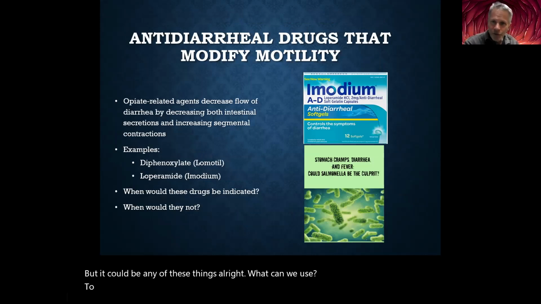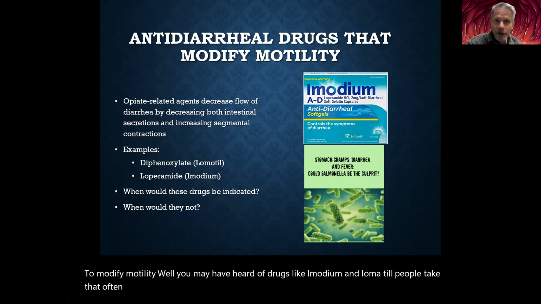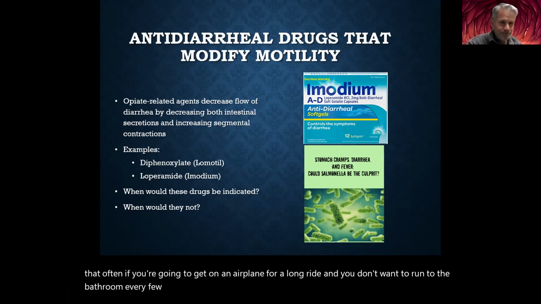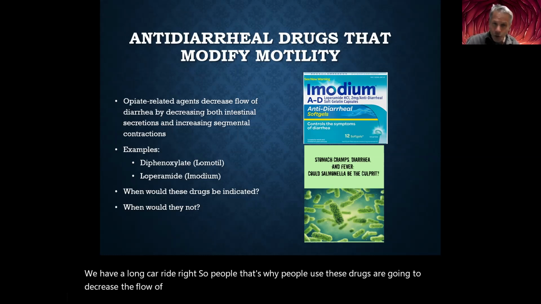Well, you may have heard of drugs like Imodium and Lomatil. People often take that if you're going to get on an airplane for a long ride and you don't want to run to the bathroom every few minutes, you might take Imodium. You've got a long car ride, right? So that's why people use these drugs. They're going to decrease the flow of diarrhea. They'll decrease secretions, and they actually increase those segmental contractions that we mentioned.